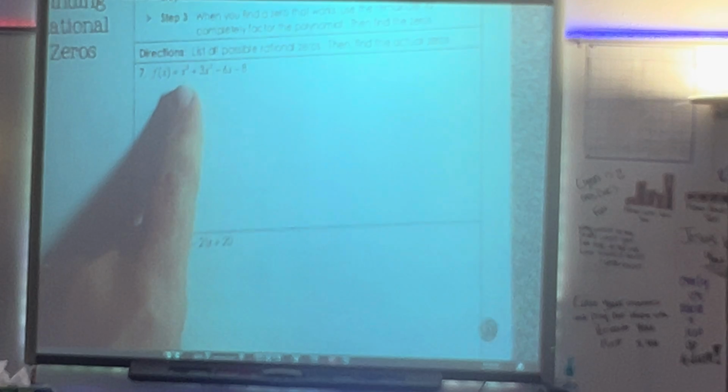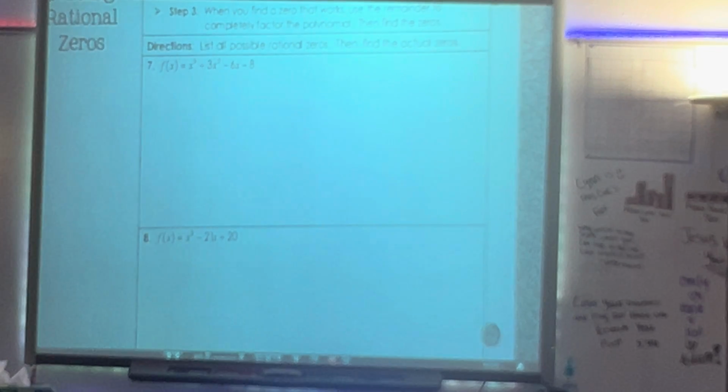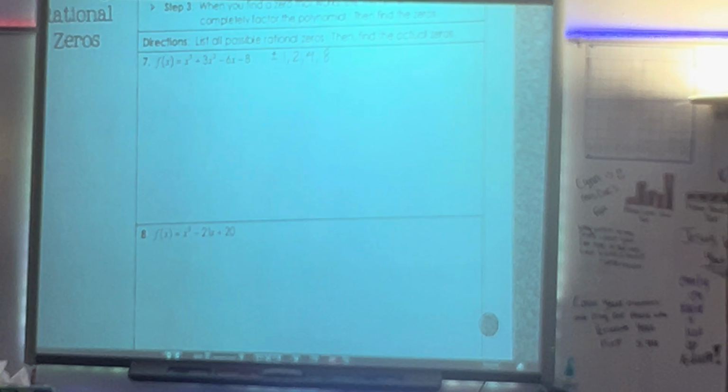So if I look at this one right here, I'm going to have plus or minus 1, 2, 4, and 8. Q is 1, so I really don't have to worry about that. So we're going to look at where we want to possibly synthetically divide. We can start with positive 1 and try that, because that's really all we can do. It's just kind of trial and error.